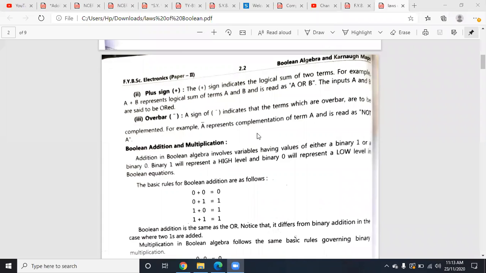All right. So the next one, the main operator you can use in this Boolean algebra, is nothing but your overbar. You can simply call it a bar. Whenever I'm writing a with a bar over it, it will be pronounced as a bar or complement of a, right? So it is nothing but the inversion or the complement of a.